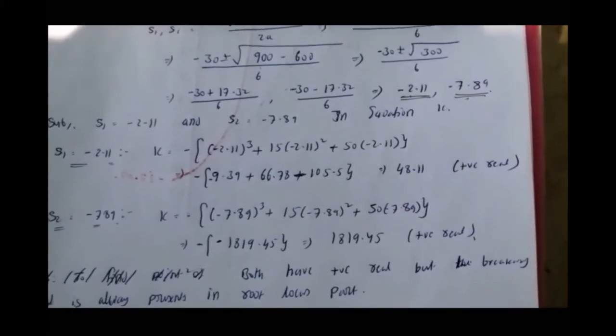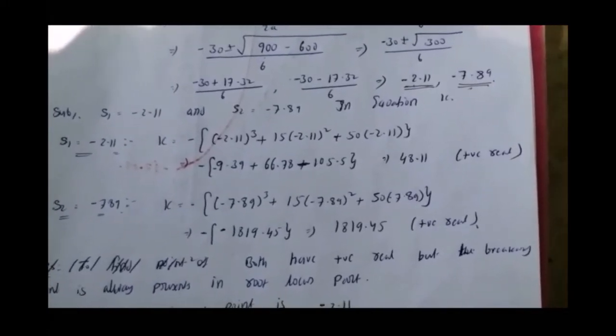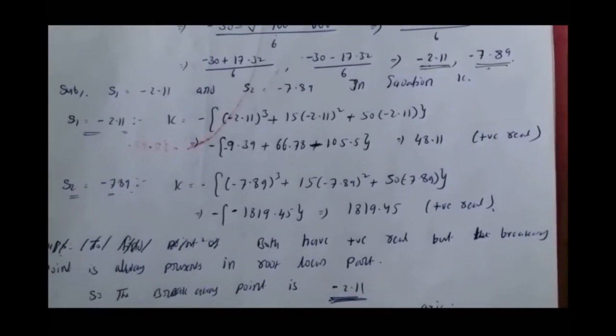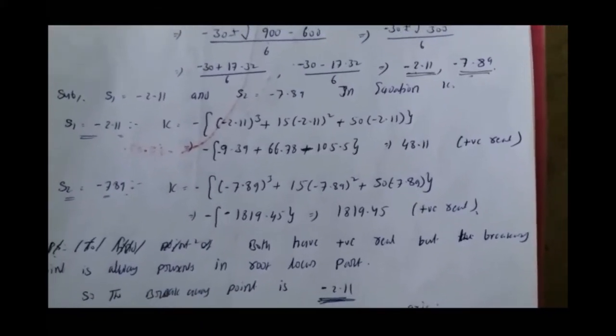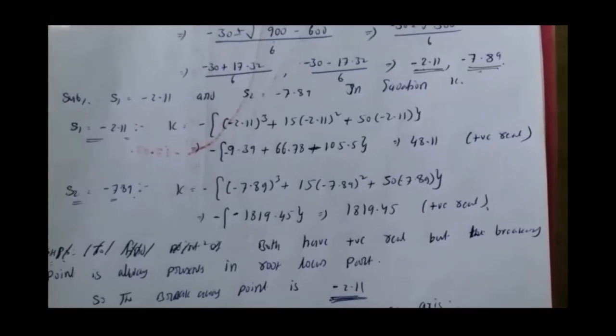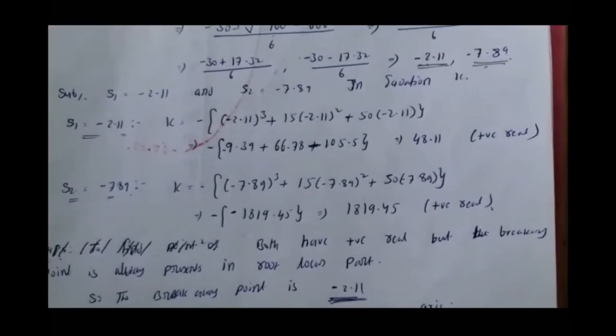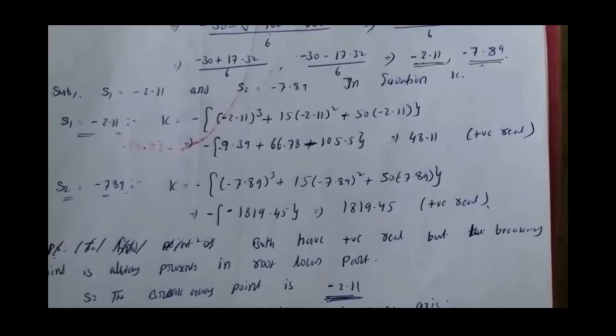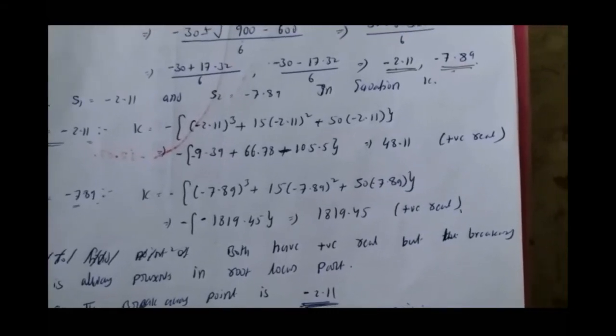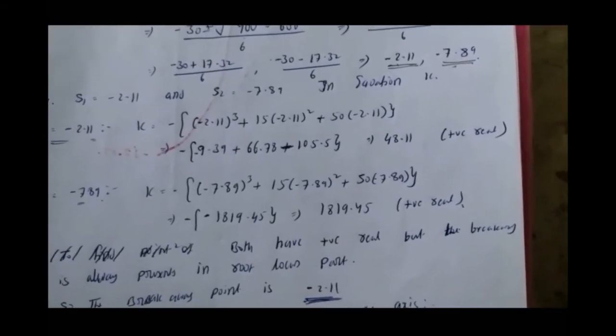After substitution of k, the k value should be positive real, then only that point represents the breakaway point. Now let me see that by substituting these two values what will become. So when s1 is equal to minus 2.11, you will get k equal to 48.11, so it is a positive real.